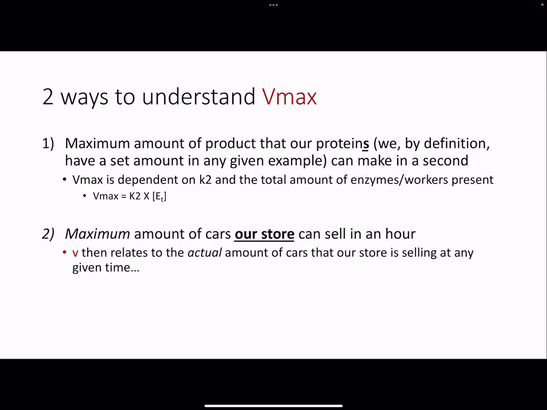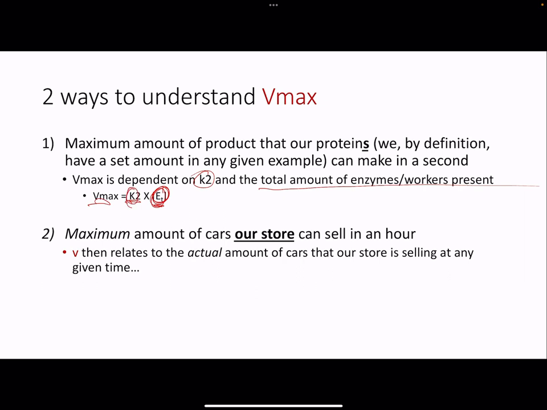Vmax. So we said that this is the maximum amount of product that our proteins can make in a given second or a given time period. And it's dependent on K2 and the total amount of enzymes, the total amount of workers you have present. So Vmax is equal to K2 times the total enzyme concentration. And if we think of our car example, let's say that the most cars we could sell in an hour is 10. Well, that's going to be dependent on how many employees we have, how many enzymes we have, the total amount.